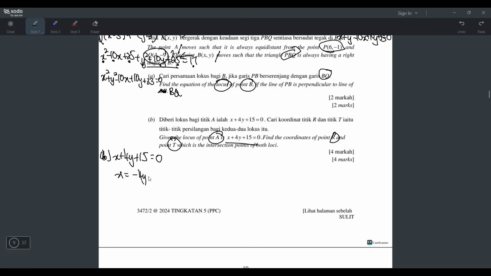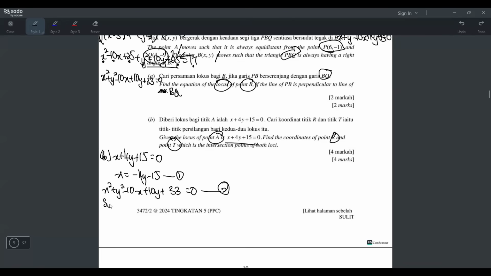So x equals -4y minus 15, and I'll call this equation 1. And which one is my equation 2? The other equation: x squared plus y squared minus 10x plus 10y plus 33 equals 0. The reason why I did not make x the subject from this equation is because it's harder. This equation is non-linear, it has squares, so it's very hard to make x or y the subject from here. But from here it's very easy because it's a linear equation. Just move terms over. So it's better to do it like this.